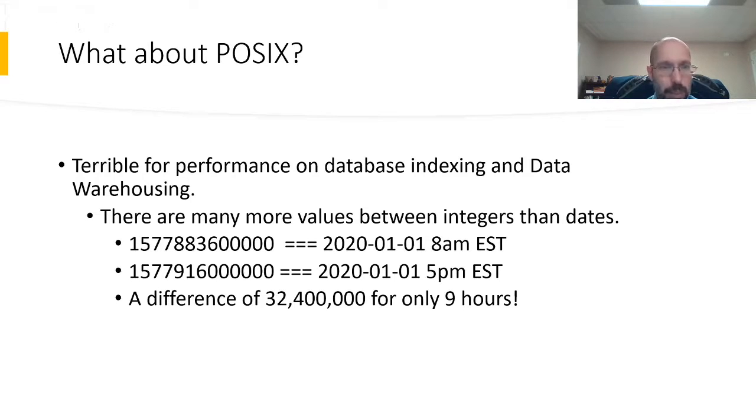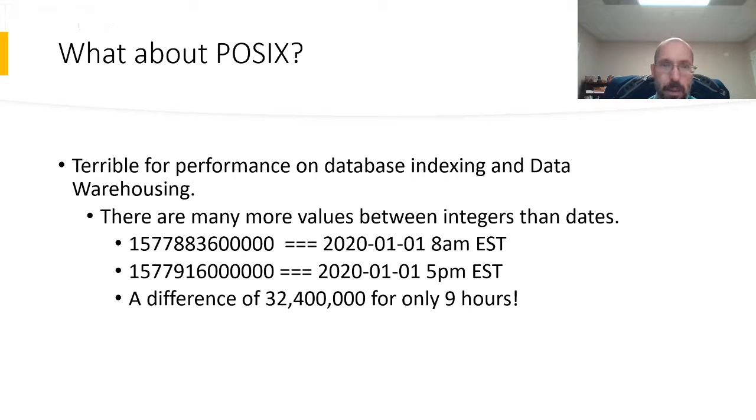you look at the example here, we have two times. Both are January 1st. One is 8 a.m. and one is 5 p.m. And in POSIX, there is a difference of 32,400,000 for just those 9 hours. Think about your database having to index that. That is not a pretty sight.